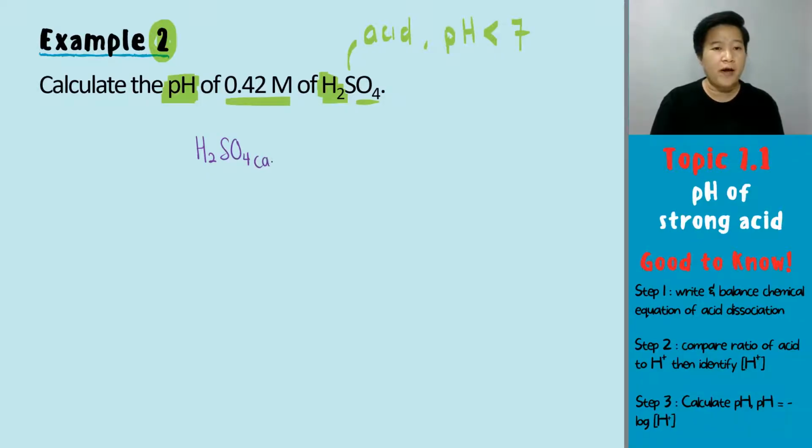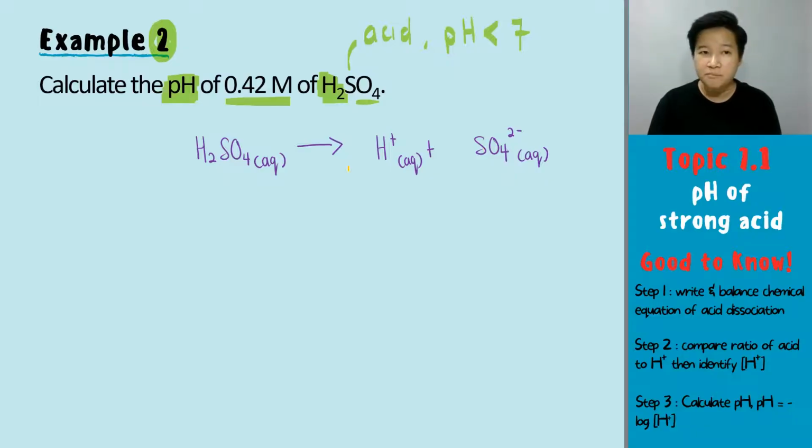So H2SO4 aqueous is a strong acid. Therefore, single-headed arrow, irreversible reaction, dissociated into H+ and also SO4 2-. Bear in mind, everything will be in aqueous. And you shall not move on yet because your equation is not balanced. Make sure your equation is balanced by looking at the H+. Can you see that? So right now, you need 2 H+ to balance your chemical equation.